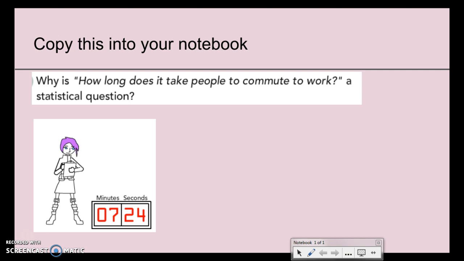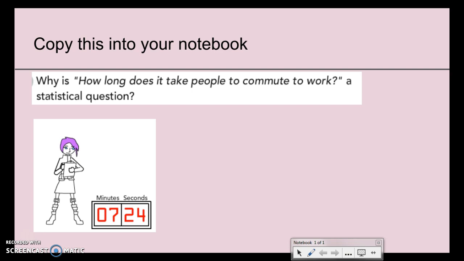All right, so read it again. Why is "how long does it take people to commute to work" a statistical question? Oh my gosh! I figured out what this was asking me. It's asking why this is a good question: how long does it take people to get to work? That makes sense now. See there, if you read it more than one time, you start to formulate a good idea of what it's asking you in the question.